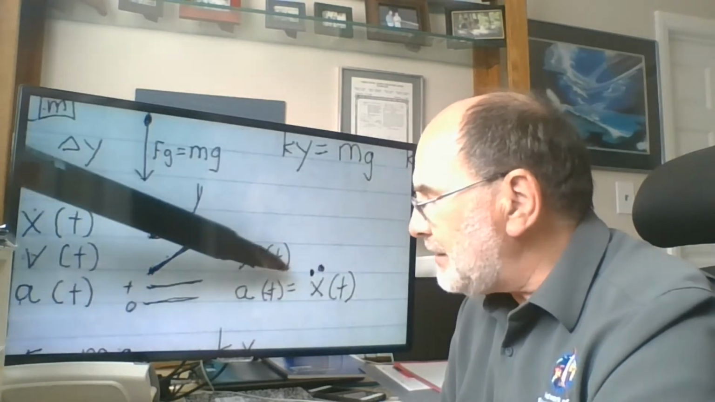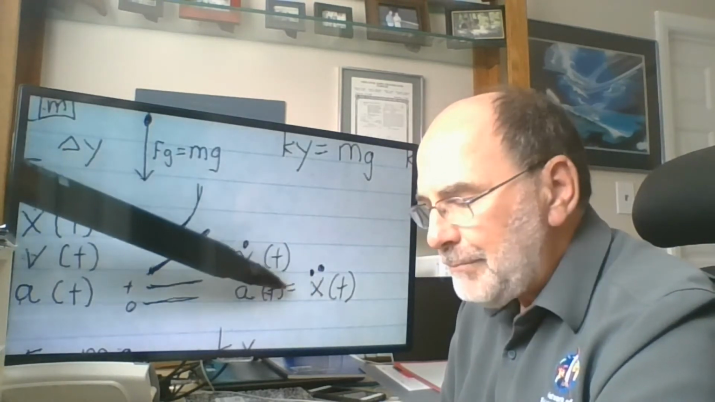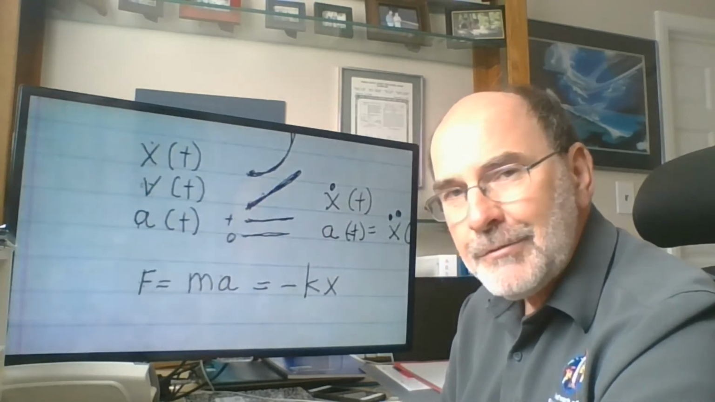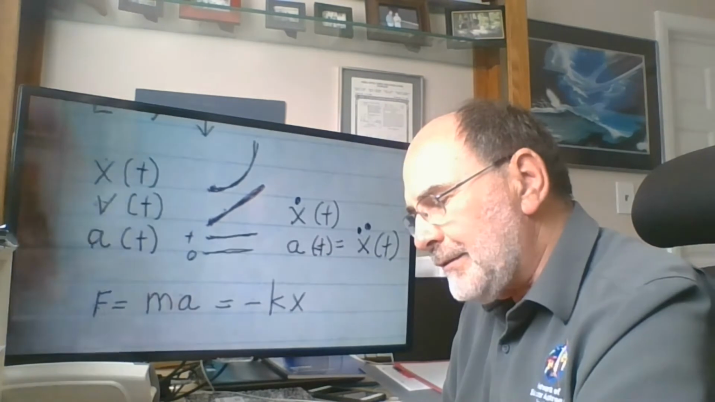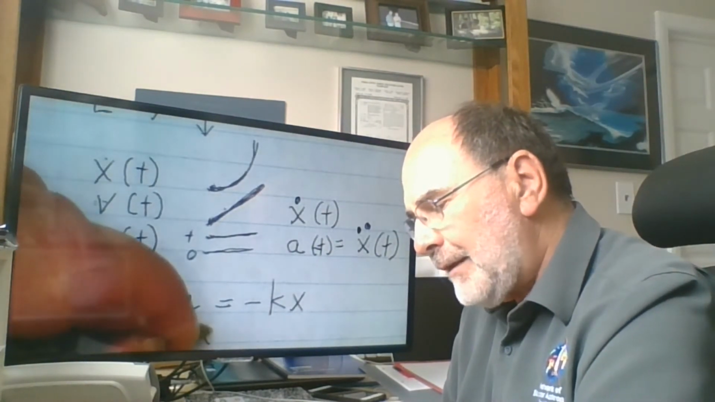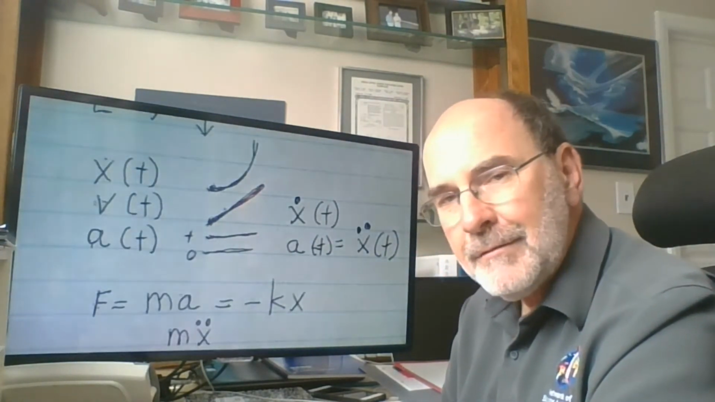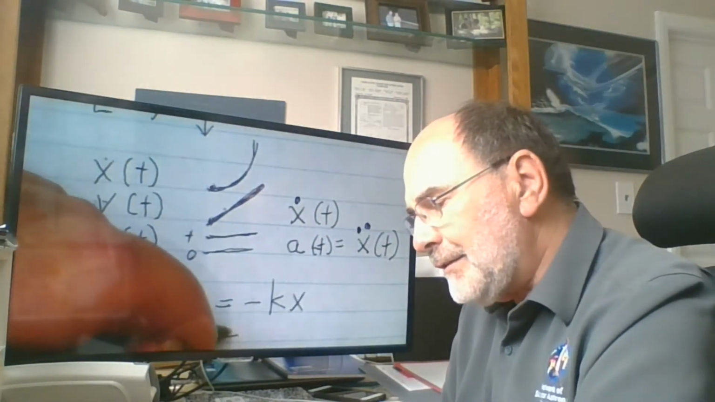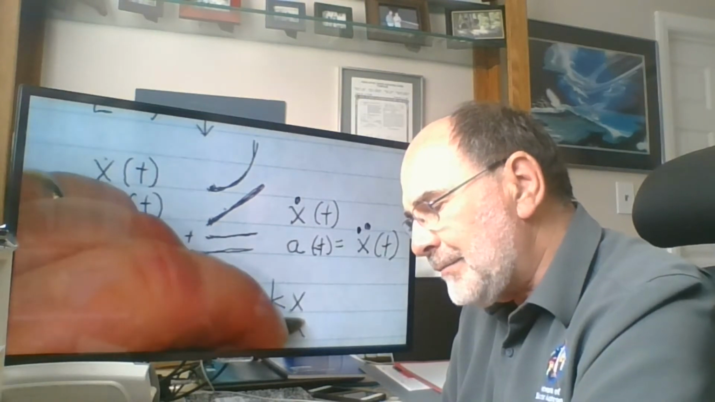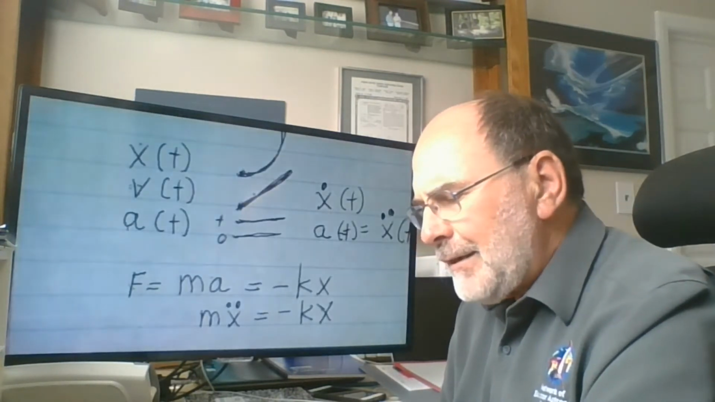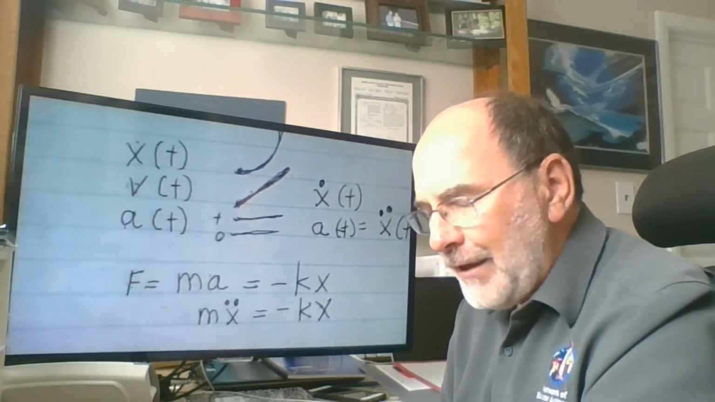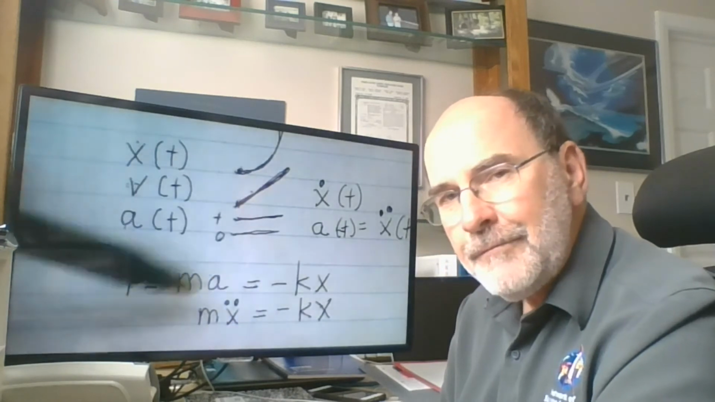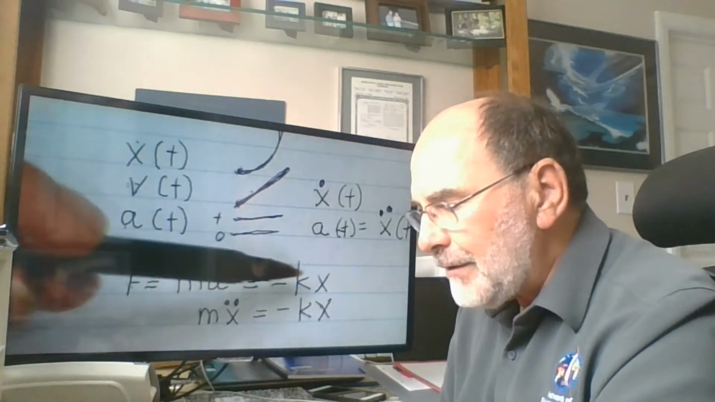Now, using this spiffy notation, where I point out that the acceleration is the second derivative of position with respect to time, I could write this as m x with a double dot on top of it, meaning it's the second derivative of position with respect to time, is equal to minus k times x. Now, x is a value in position for you in CP physics, but for calculus students, it's a function of time.